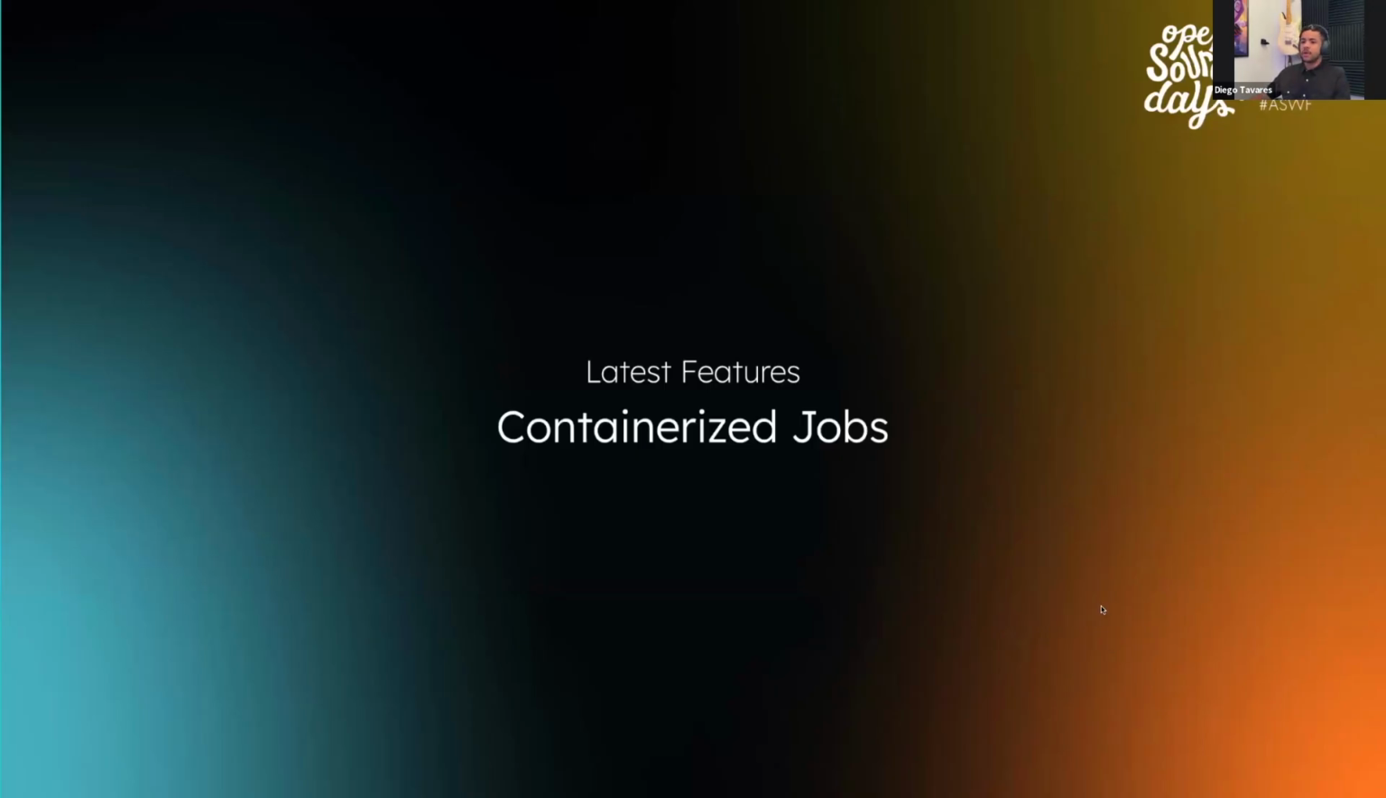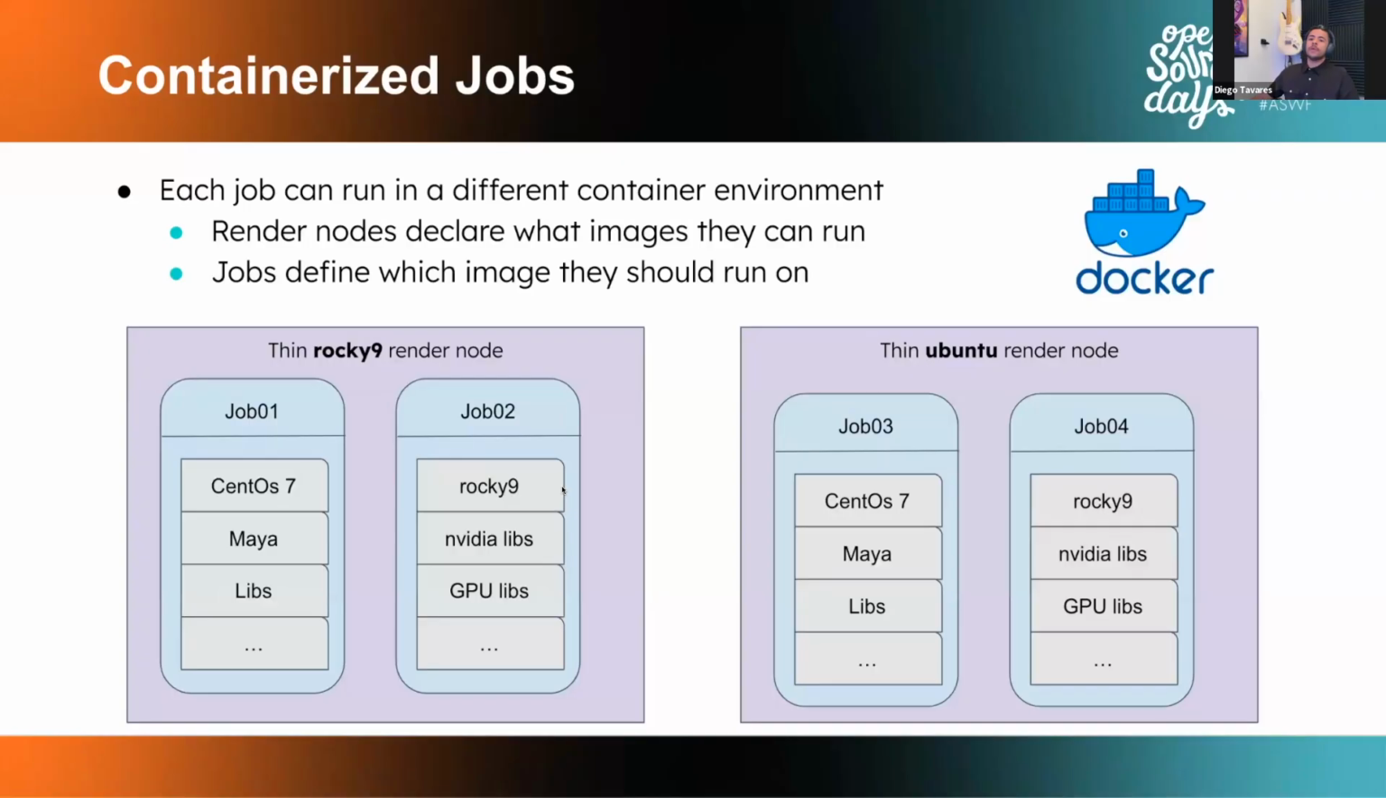All right, next feature, containerized jobs. So what is this? In summary, Docker. OpenCue now allows, as an optional feature, running frames in a Docker environment. So basically, a render node can declare in its configuration what images it has available or what images it is able to run. And a job can define what Docker image it wants to run on.